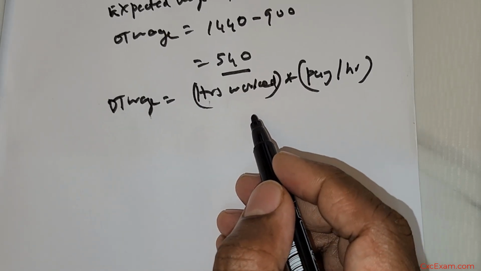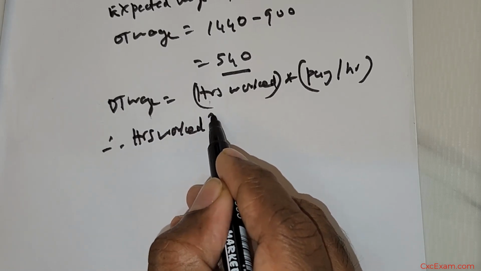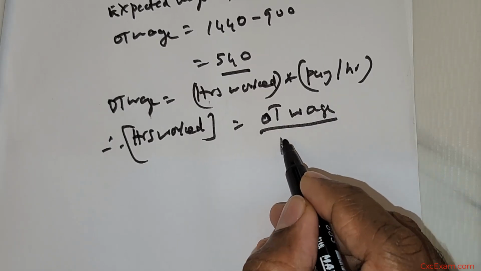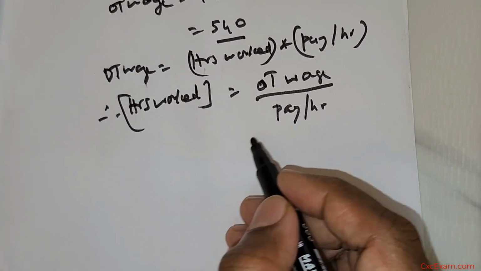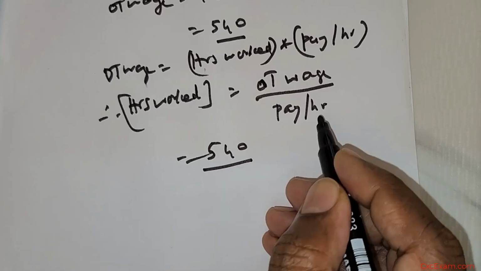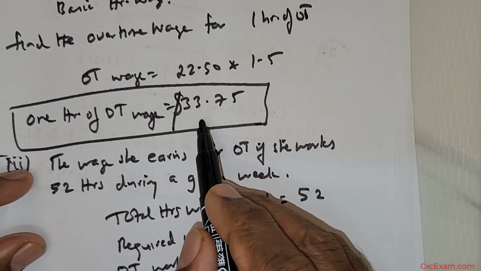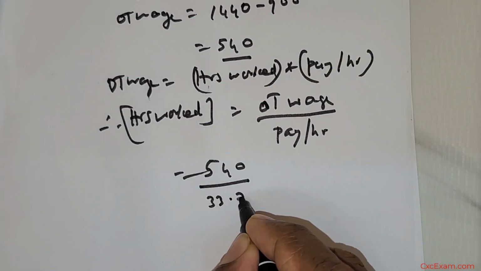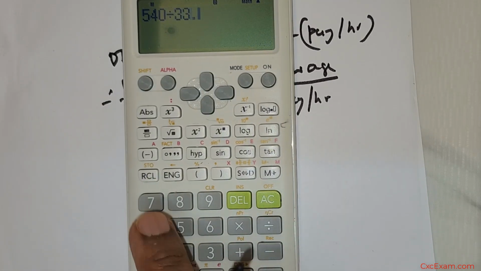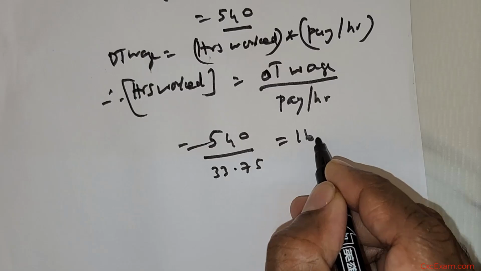So what is the shape of the formula? Therefore hours worked will be equal to OT wage divided by pay per hour. So this is the new formula. But what is the OT wage? 540. Place that. And what is the pay she will be paid? You see here, 33.75. Place that. Now use your calculator. 540 divided by 33.75. What do you get? 16.